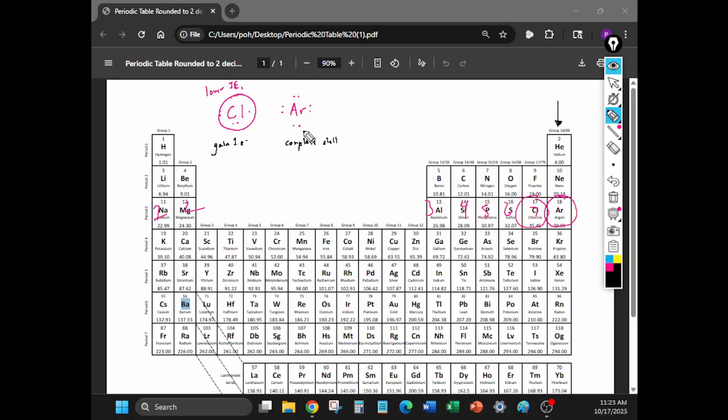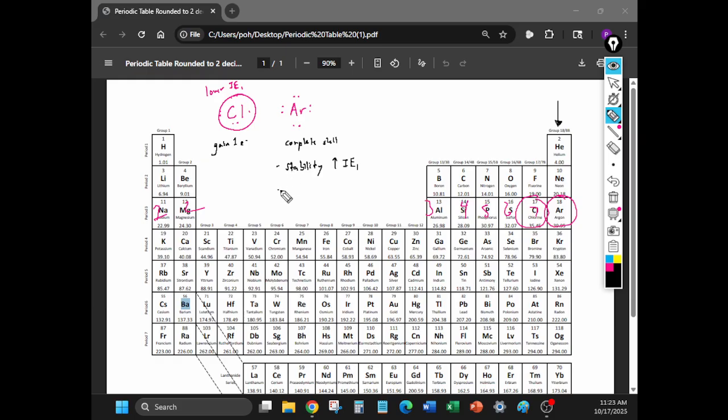So argon, since it's already stable, is holding on to its electrons really tightly. Since it's already complete, it really does not want to lose an electron. So being stable already makes it even harder to take an electron. So the stability is going to increase the first ionization energy. Okay?